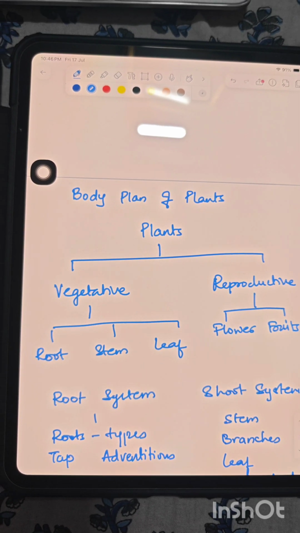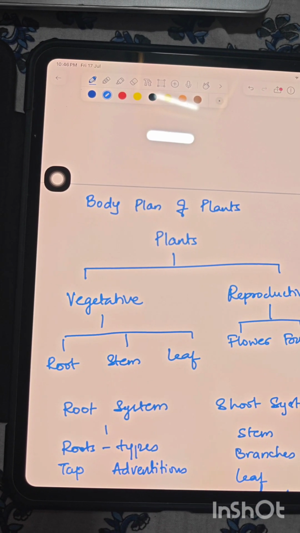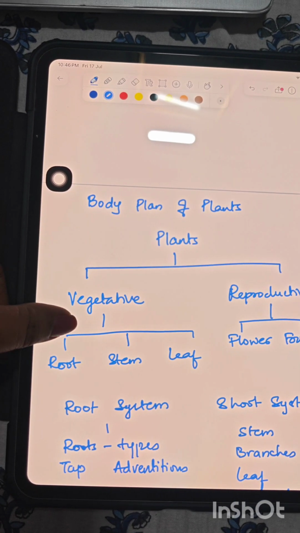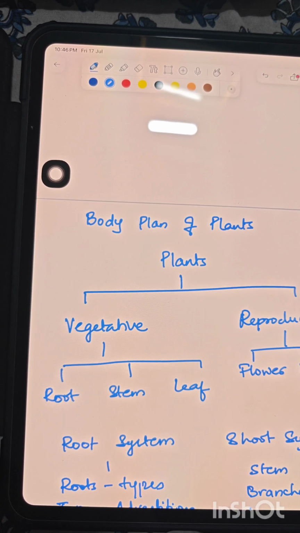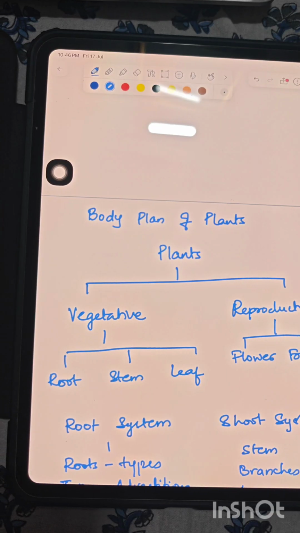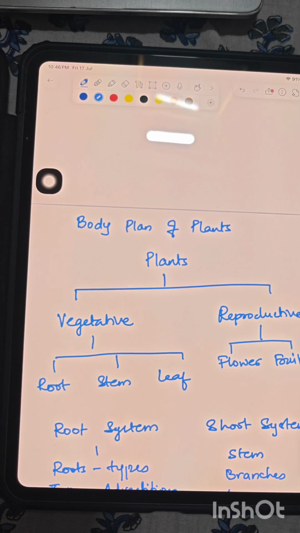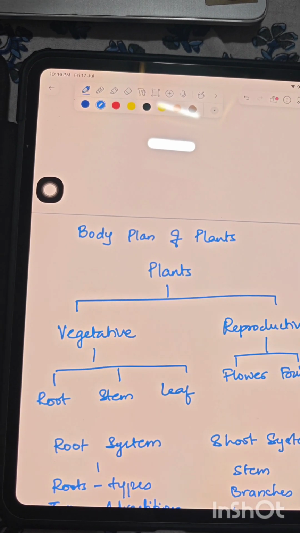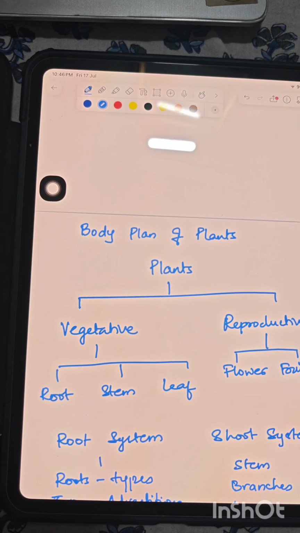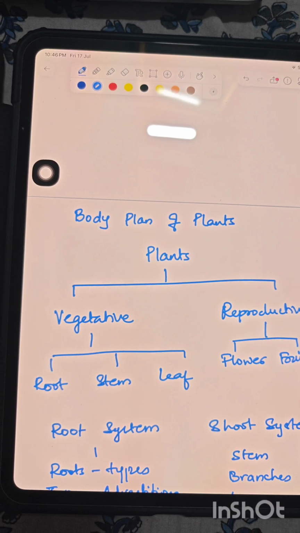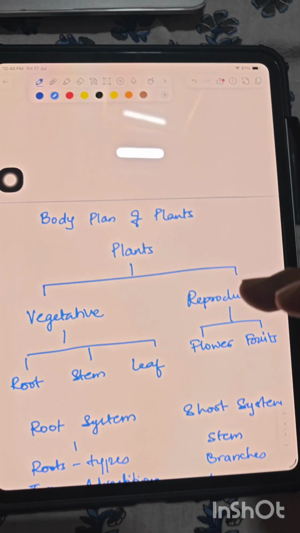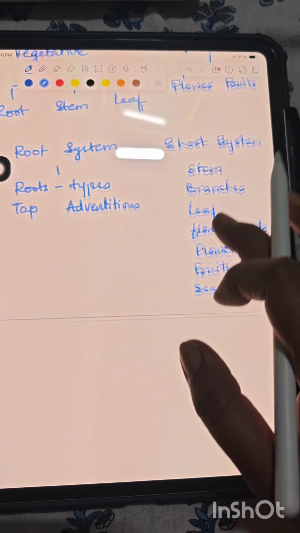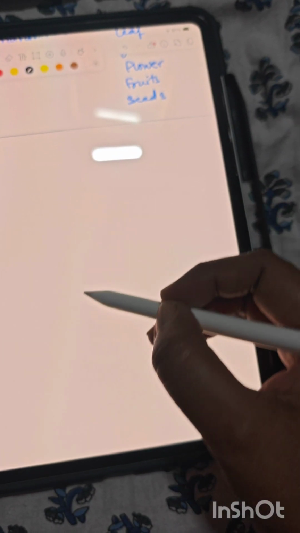I am Dr. Sunita Bhosle and today we are starting with one of the most fundamental topics in plant morphology, that is the basic body plan of plants. So before we study root, stem, leaves, flower, fruit, seed separately, we must understand how the entire plant body is organized.